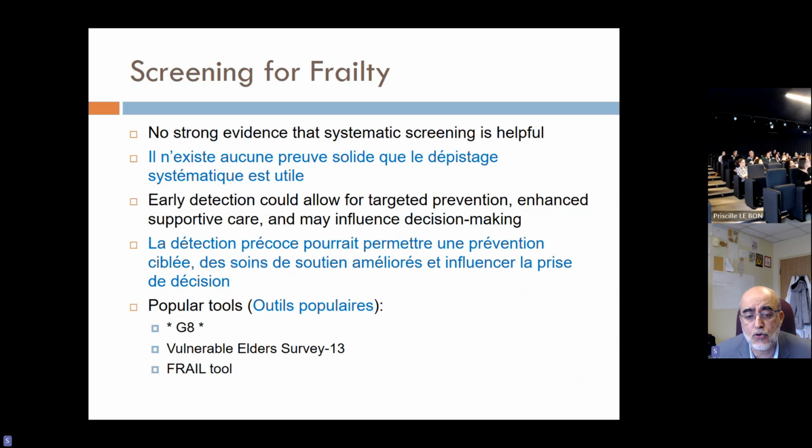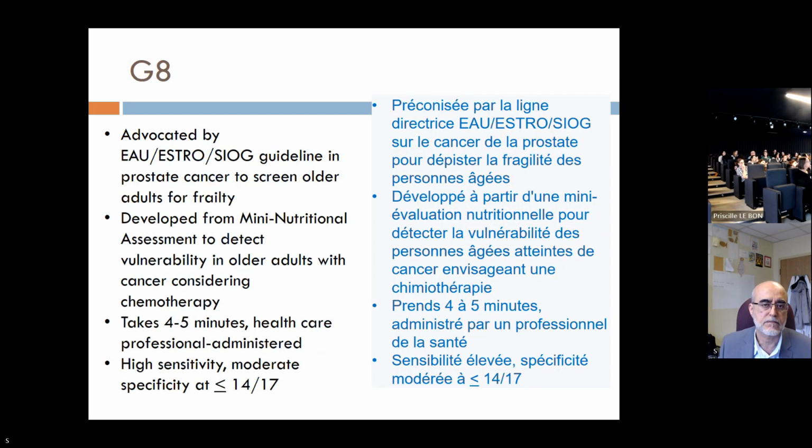There are several popular tools that have been used in the cancer setting to detect frailty. The G8 is the most common. There is also the Vulnerable Elders Survey and the Frail tool. I will talk a little bit about the G8. The G8 is advocated by the EAU, ESTRO, and SIOG, the Société Internationale d'Oncologie Gériatrique, in their guidelines for prostate cancer. And they recommend using the G8 to screen older adults with prostate cancer for frailty.